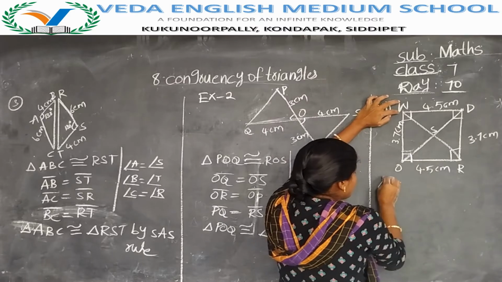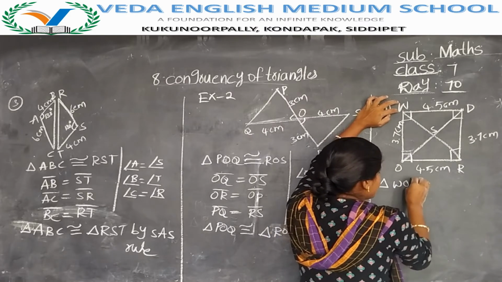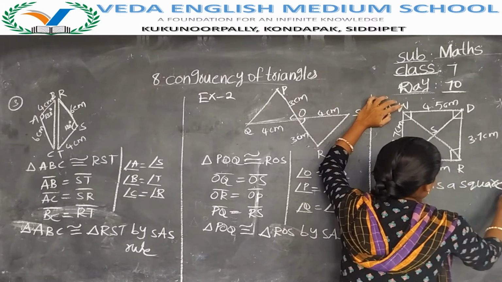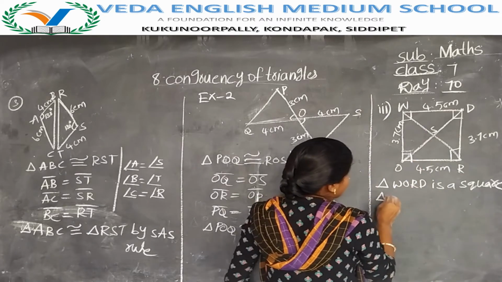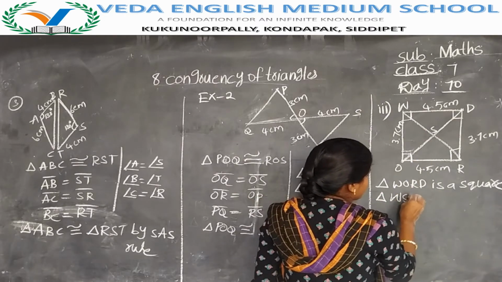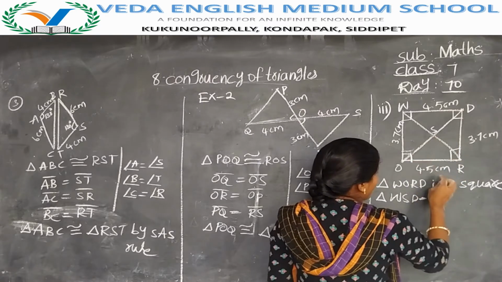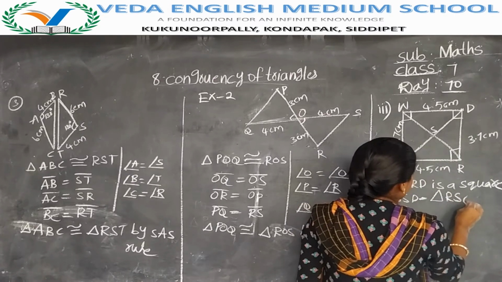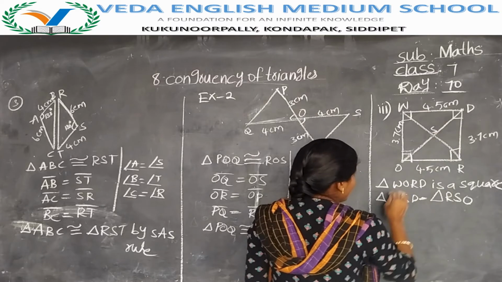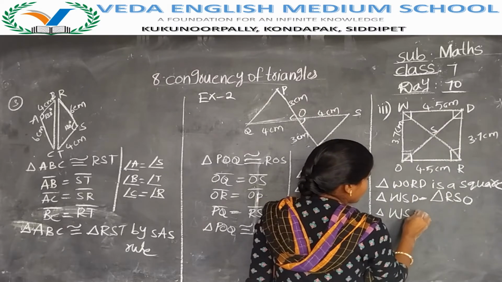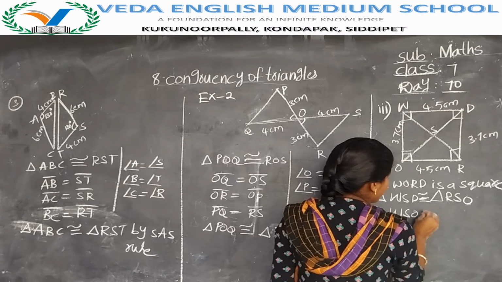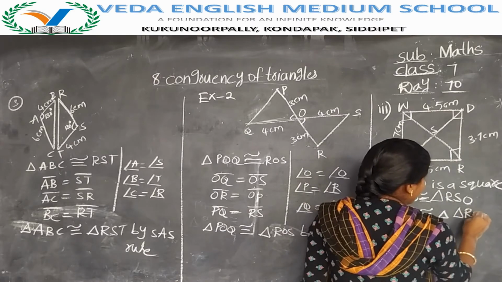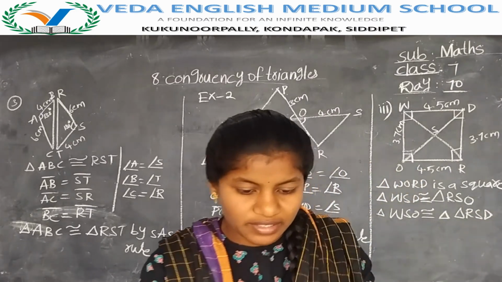Then say like this. WORD is a square. So write like this. Triangle WSD is equal to triangle RSO. Then triangle WSO is identical to triangle RSD. Then we have to say two more triangles also.